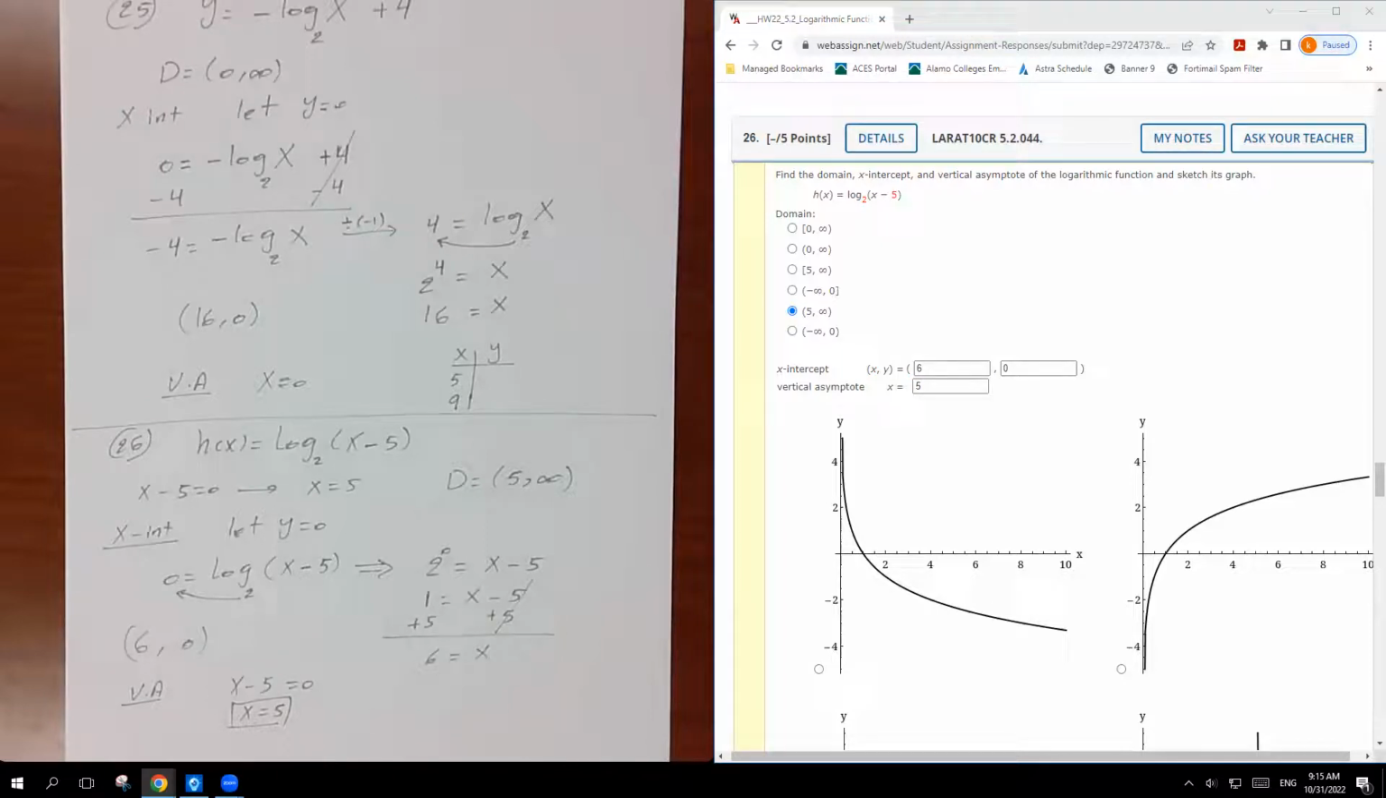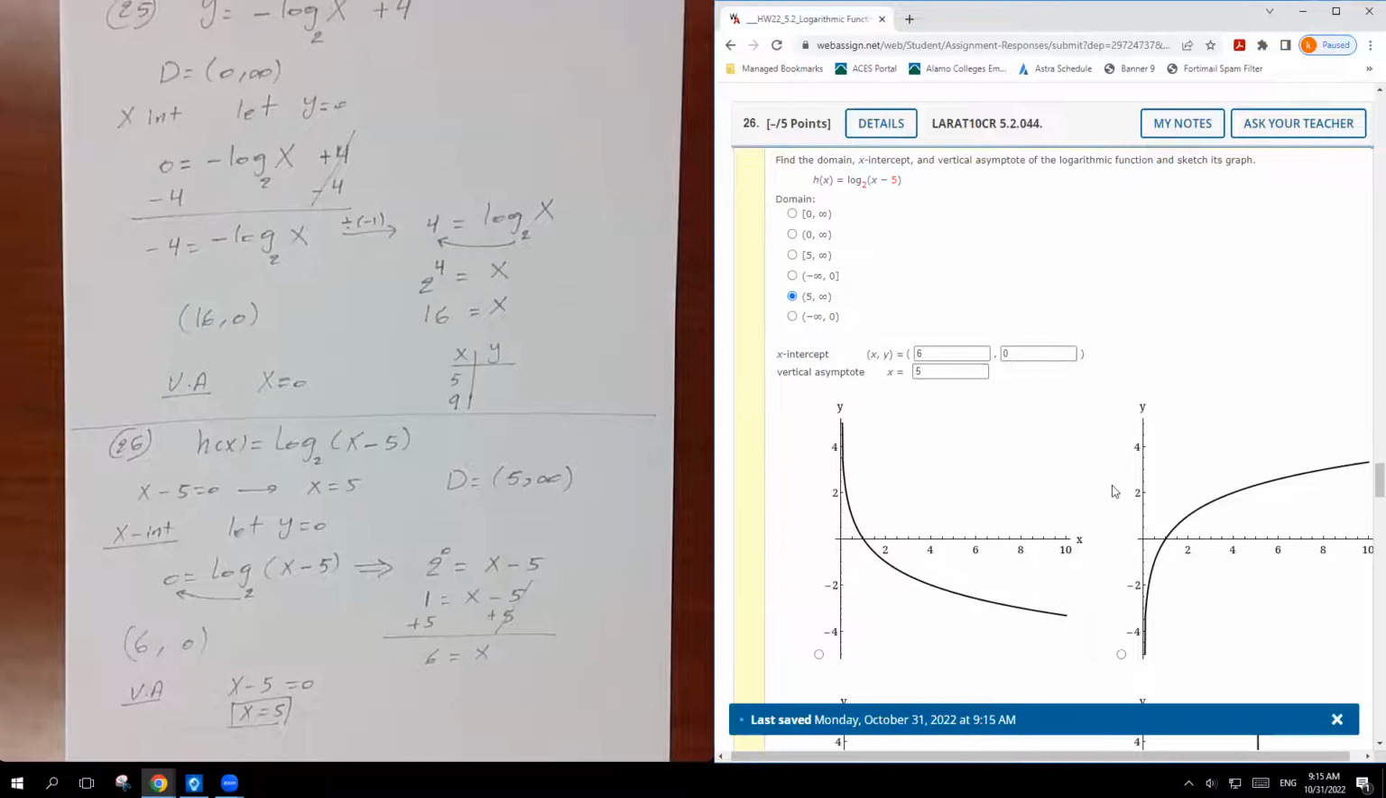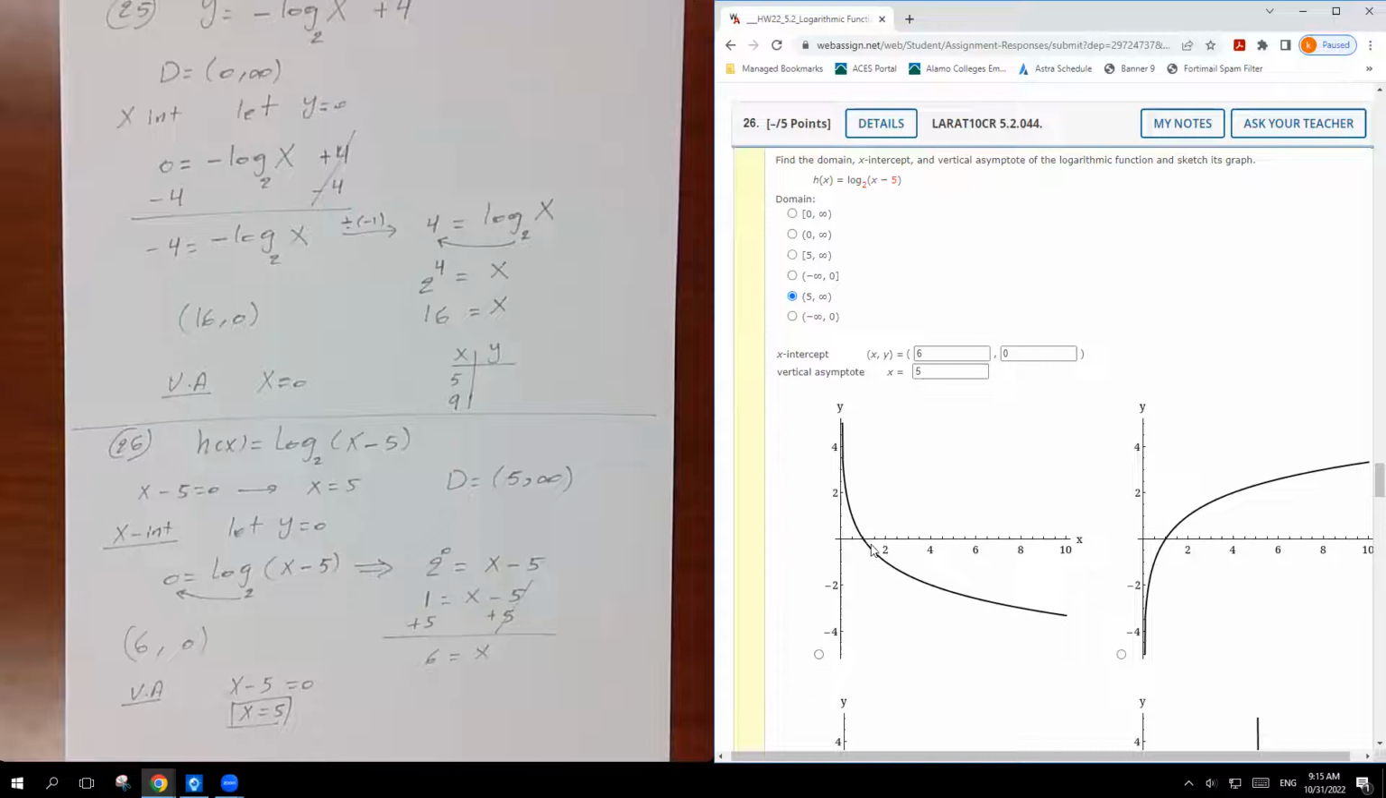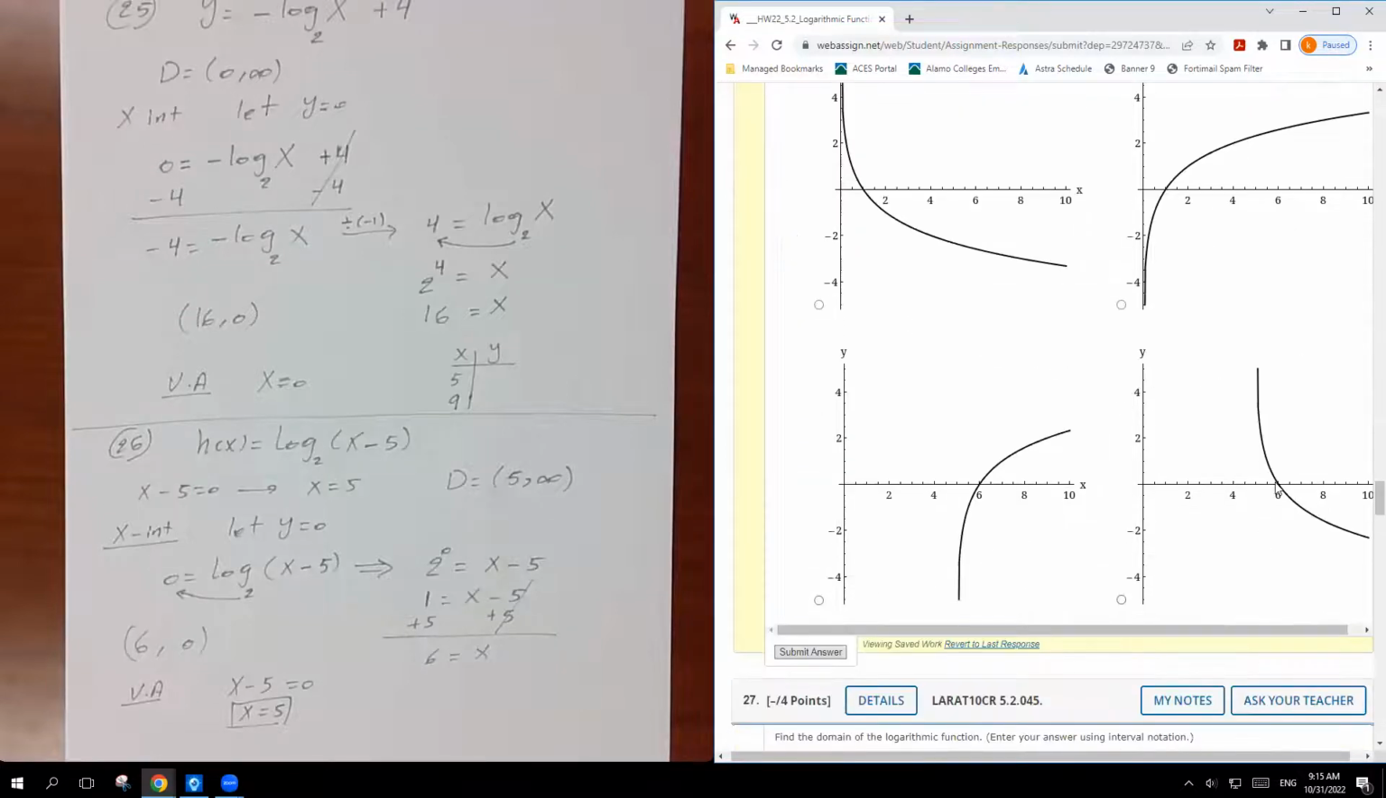So in this case, let's check which one is going to be the right graph, because we have the x-intercept and we have the vertical asymptote. Our x-intercept is 6, 0. If you look here, this is not 6, 0. This is not 6, 0. So I'm not going to choose these two graphs. This is 6, 0. And this is also 6, 0. Vertical asymptote, we have x equals 5. So you see there is a vertical asymptote here. And also there's a vertical asymptote here. So we have two options to choose.